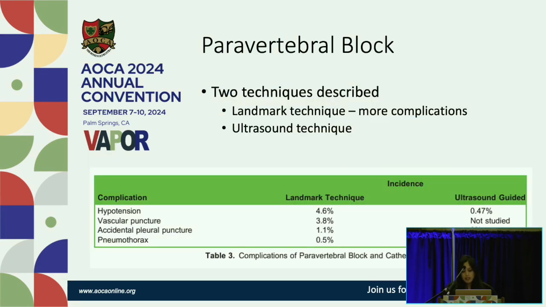So how do we perform the paravertebral? There are 2 ways to do this. One is by landmark technique, and the other is using ultrasound. The classic landmark technique is described as perpendicular advancement of a needle 2.5 to 3 centimeters lateral to the spinous process. And upon contact with the transverse process, the needle is walked off the bone until loss of resistance to constant pressure of the column of saline is observed. And as you can see from the table, there are several potential complications, including hypotension, vascular puncture, accidental pleural puncture, and pneumothorax. And as you can see, the incidence is much higher with the landmark technique than with ultrasound.